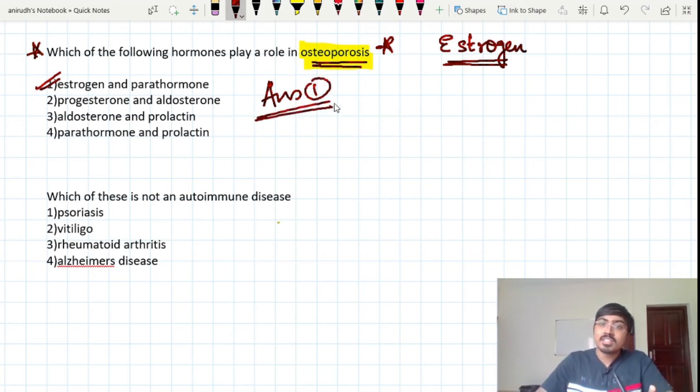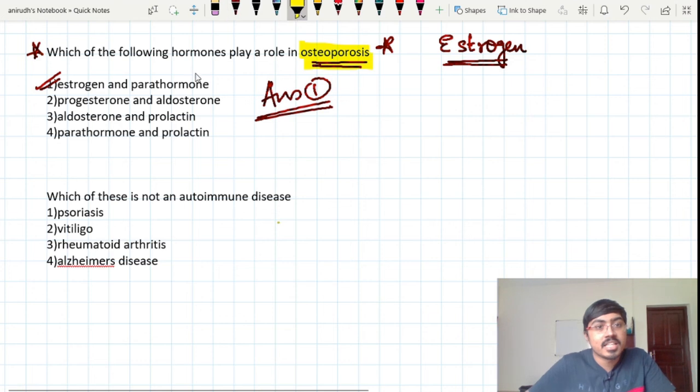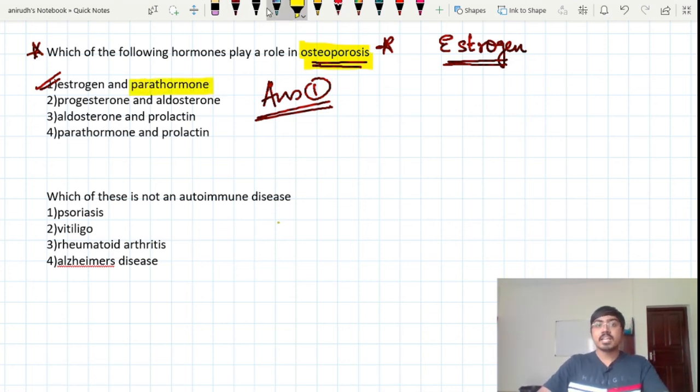Just by knowing that estrogen is the answer, I can find out the answer here. But along with estrogen, there is another one that they are giving, that is parathyroid hormone. Basically, in your body, there are 3 hormones that are required for calcium metabolism. See, the bone integrity, or wherever calcium is required, that is maintained by three hormones.